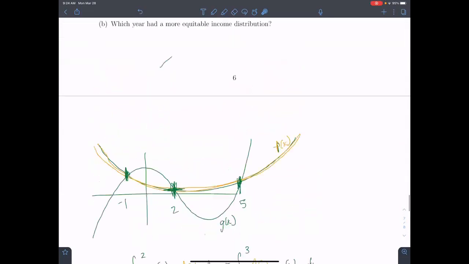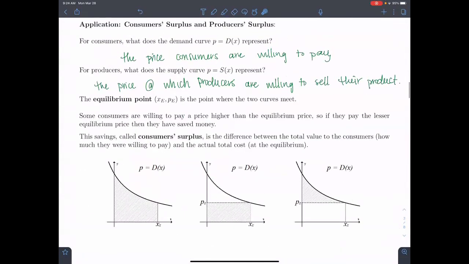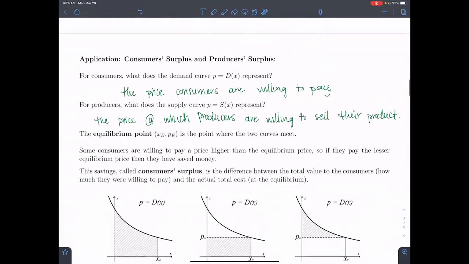Okay, so I think I will stop the video there, and then I will come back and do the consumer surplus. I'll just do all the applications, consumer producer surplus and Lorenz curves, in a different video to make this more digestible.